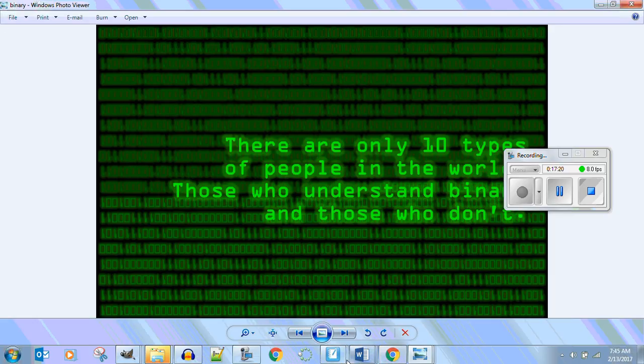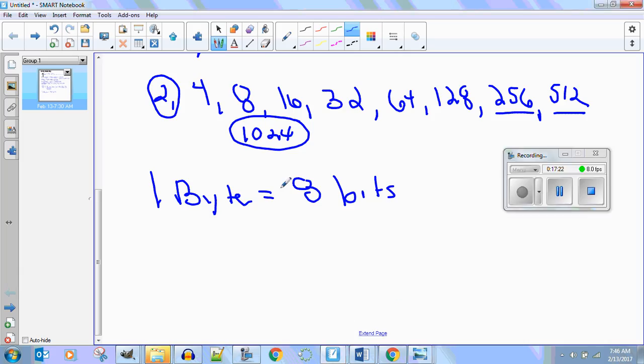All right, let's go back here. Now let's teach you how to read and write in binary. Are you ready? This is how you read and write in binary. Okay, so let me extend the page a little bit.